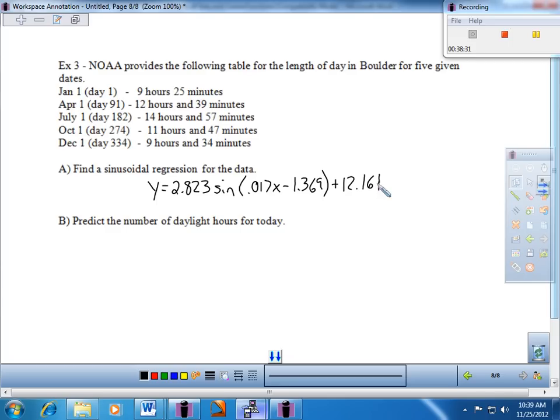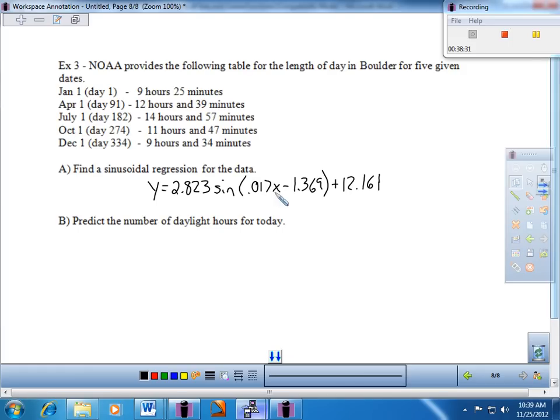If I know the day of the year, then I should be able to come up with the number of daylight hours. And I should be able to reverse it too, which we'll definitely do over the course of this unit. I'm not going to do part B with you, but what I'd ask you to do is figure out which day of the year this is, plug it in for X. As long as you're in radian mode, you should be able to figure it out.